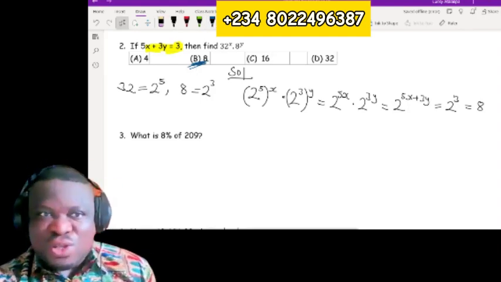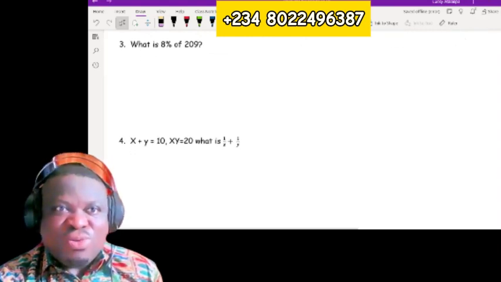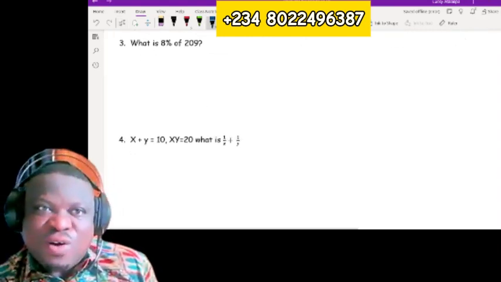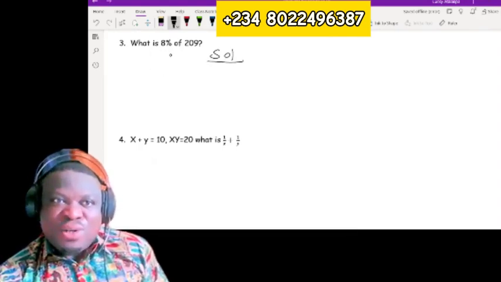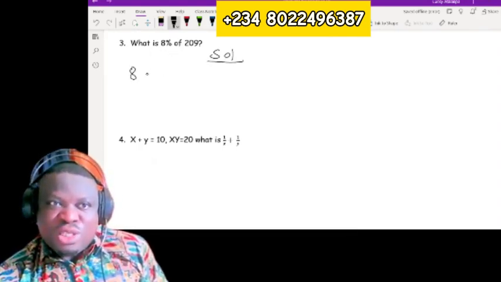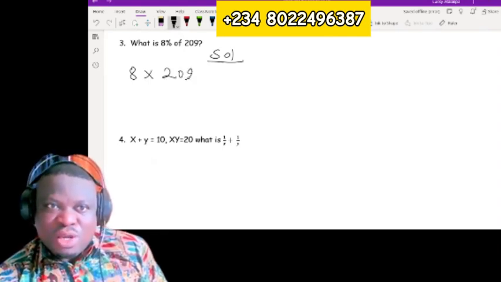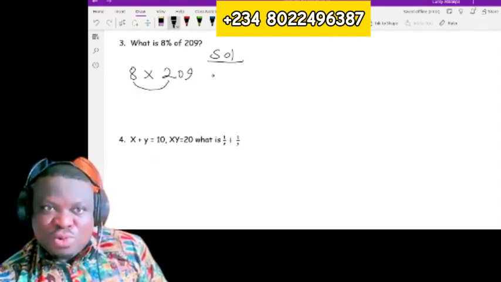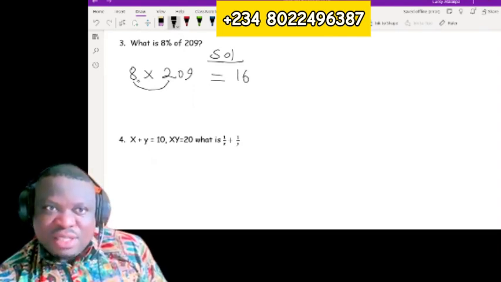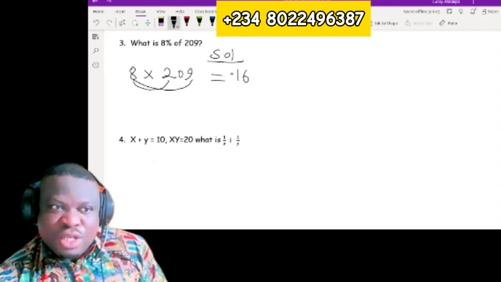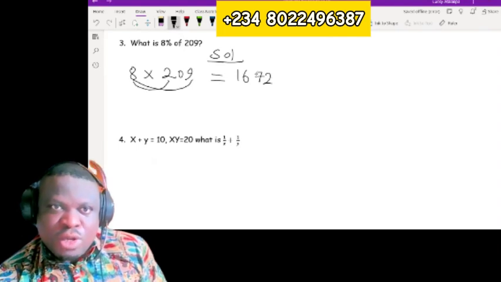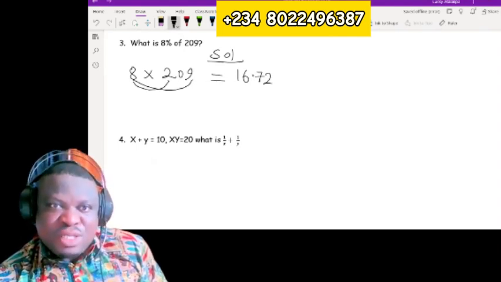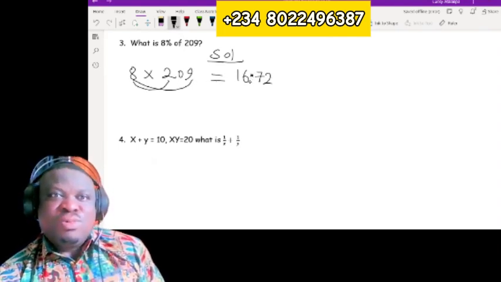Let's move on to the third question. The third question says, what is 8% of 209? Good. Percentage means per 100. So, an easy way to do this, let me show you the fast way. 8 times 2 will give us 16. Then 8 times 9 will give us 72. Right? Good. So I will put my point here in the middle.